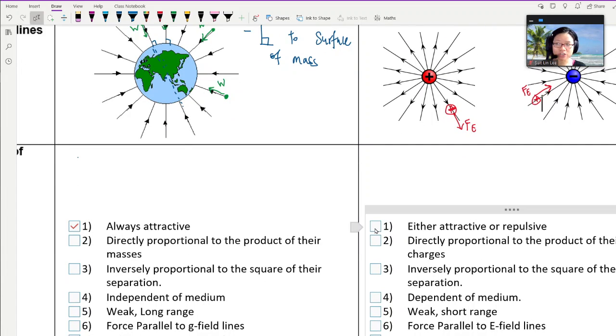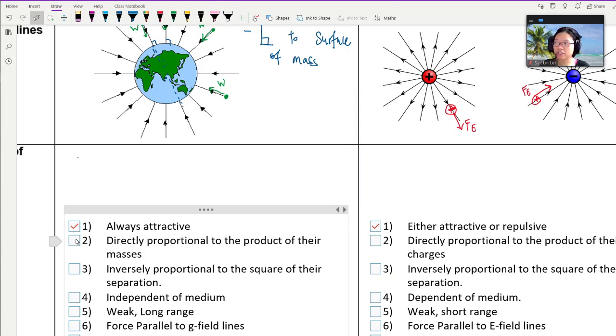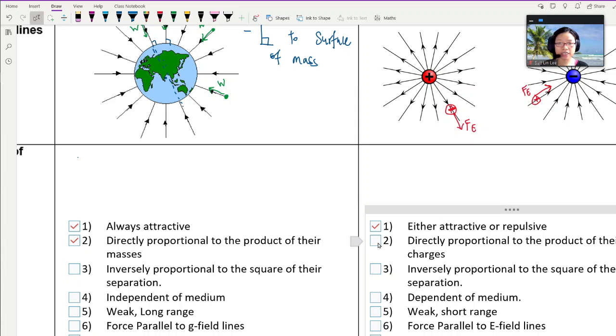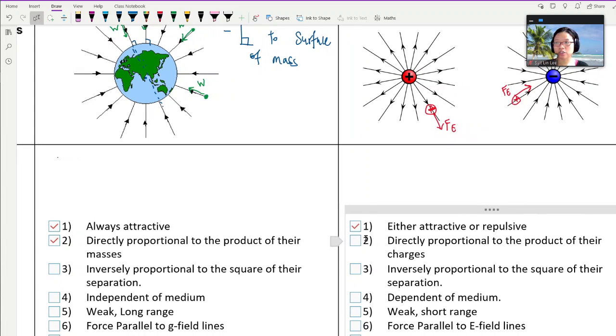For point charges, the electric force can be either attractive or repulsive, depending on the context, the situation, the charge distribution, the polarity. And the gravitational force is proportional to the product of their masses. Electric force is proportional to the product of their charges.